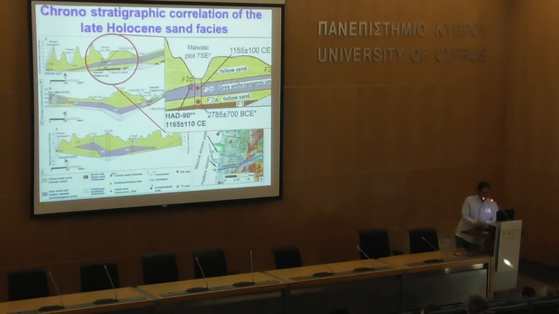You must remember that OSL dates the last time a quartz grain is exposed to sunlight. Thus, we're actually getting the last time this gray pedo-sediment was used for cultivation. In this methodology, we're able to constrain the gray anthropogenic sand unit between the Chalcolithic period and the Crusader period.